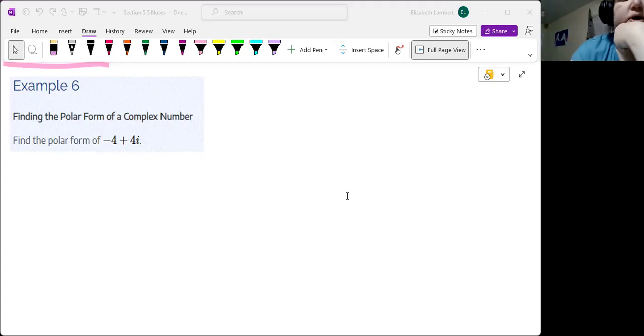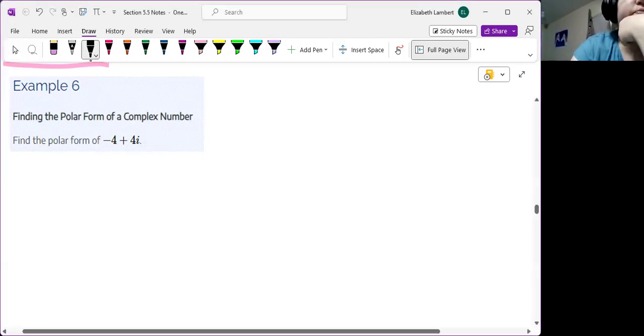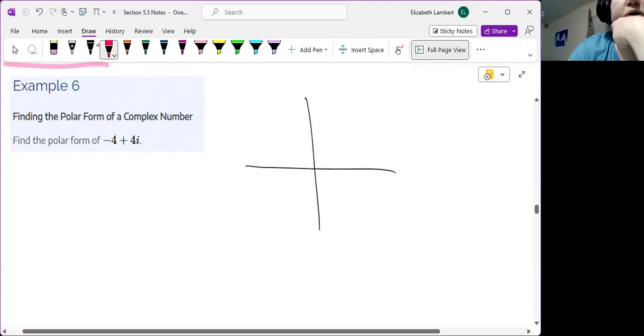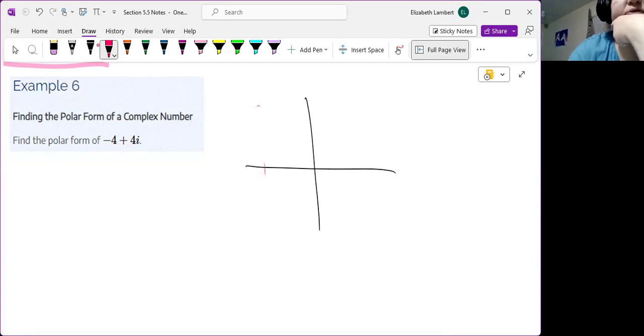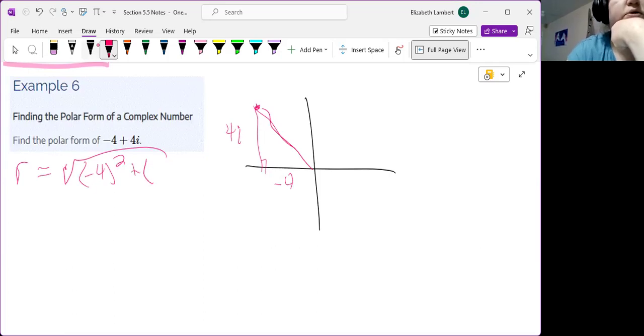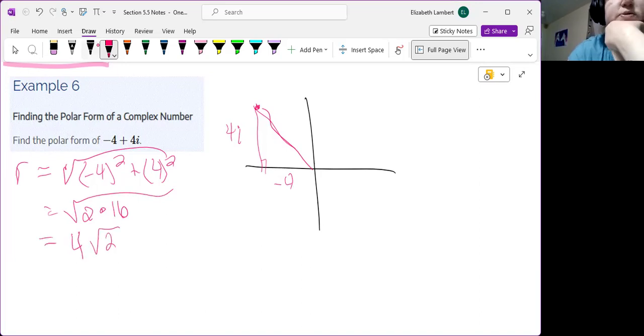So here, let's go ahead and plot this. -4, and then +4i. A presumably straight line. All right, so our radius, or the modulus, if we want to use the fancy term, is the square root of -4 squared plus 4 squared, which is 2 times 4 squared. The 16 is square rootable. The 2 is not, so it's 4 square root of 2.